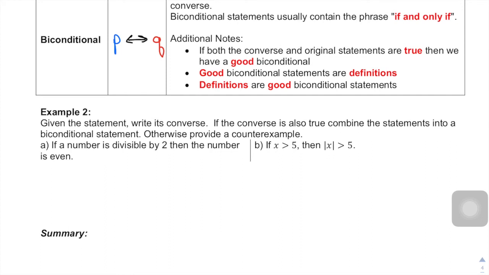When I'm taking a look at that, here's my hypothesis. Here's my conclusion. So the converse then switches it. So I'm just going to quick write that one out. All right, so if a number is even, then a number is divisible by 2. That's true. The original statement is true. So if they're both true, we need to write a biconditional statement.